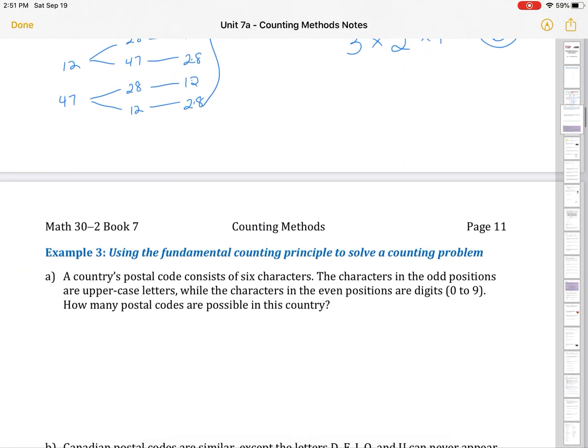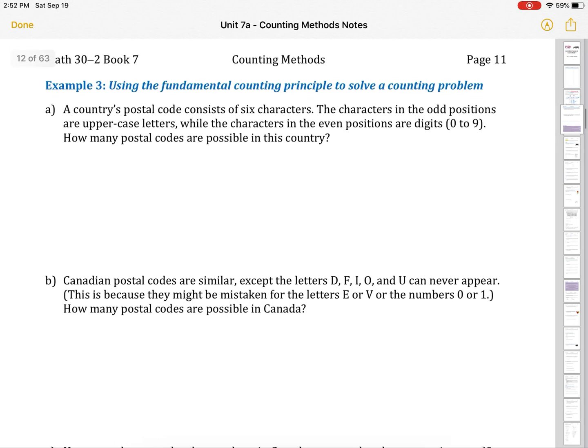Alrighty. I like these things because I'm a big puzzle freak. So understanding some of these principles helps you solve puzzles better. We're going to do some more examples. And we're going to look at some restrictions and see what happens.